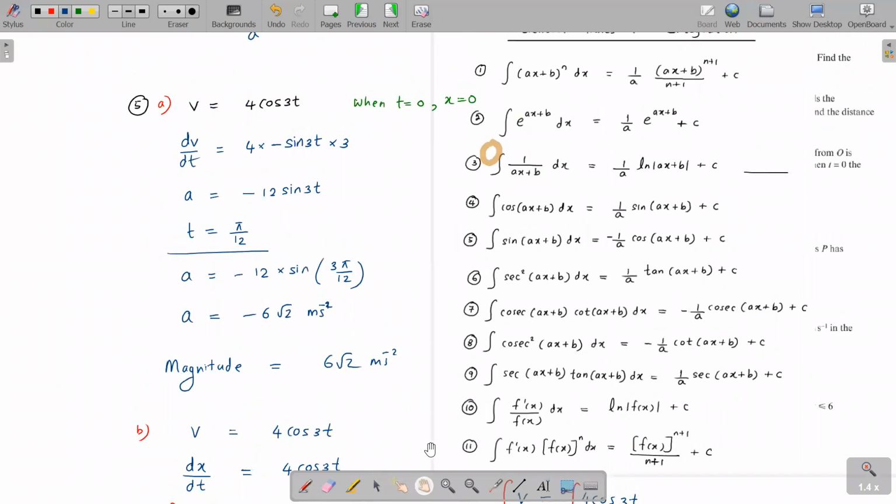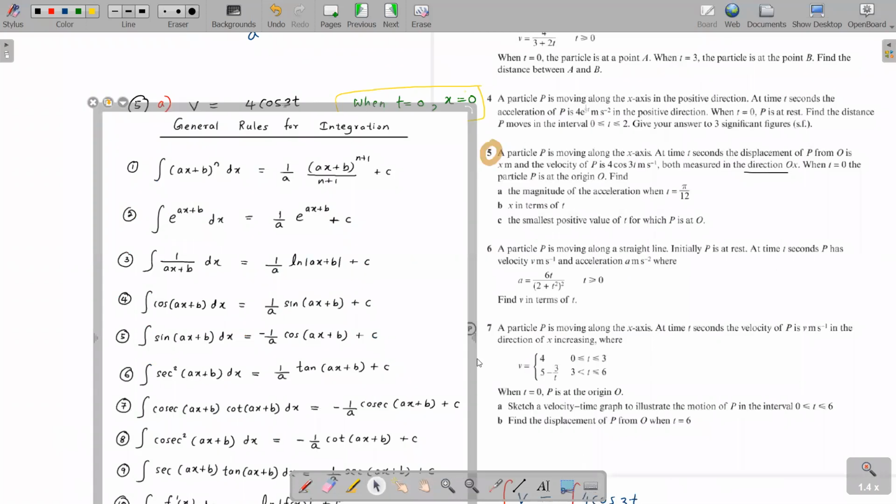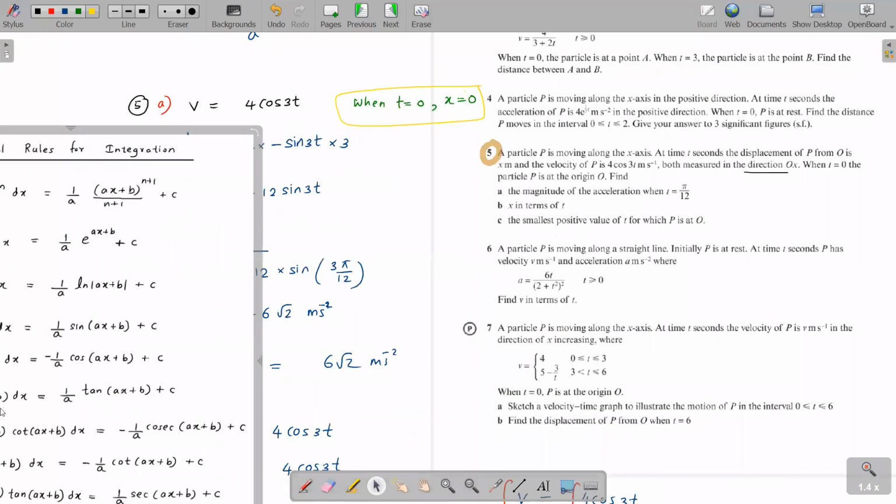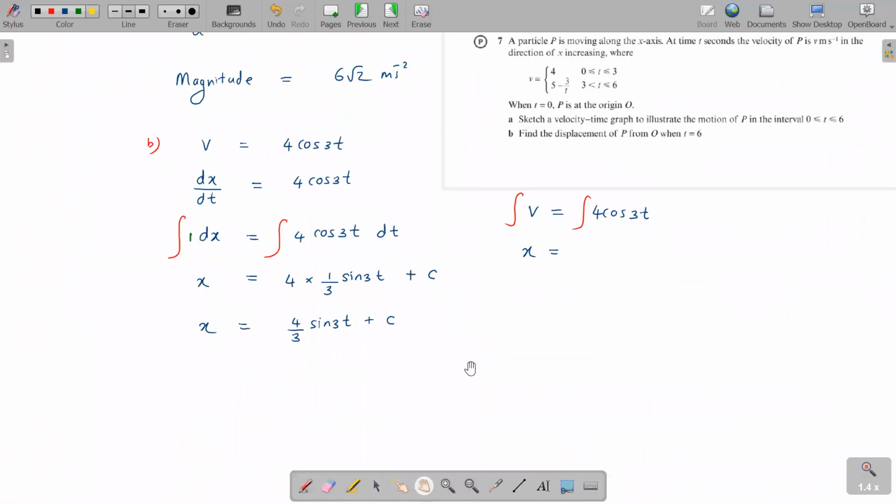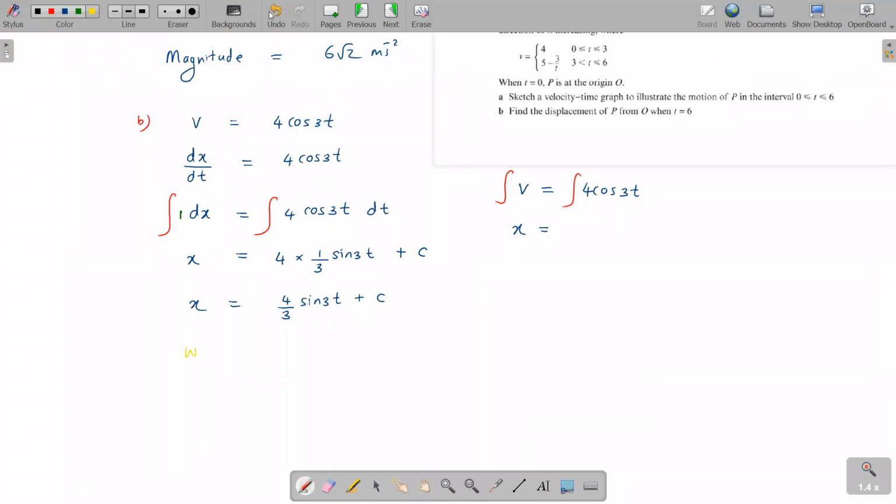That's what they gave us these conditions at the beginning. They told you when time is 0, x is 0. This was given to us at the very beginning of the question. Can you remember? Okay, so let's use them. So when time is 0, x is 0. Let's input the limits.